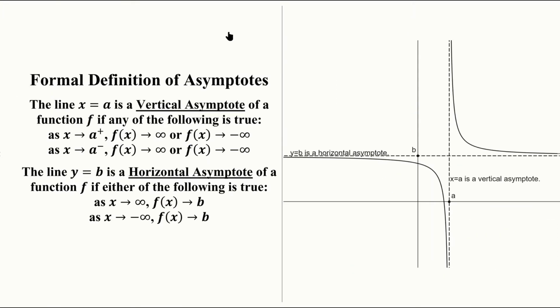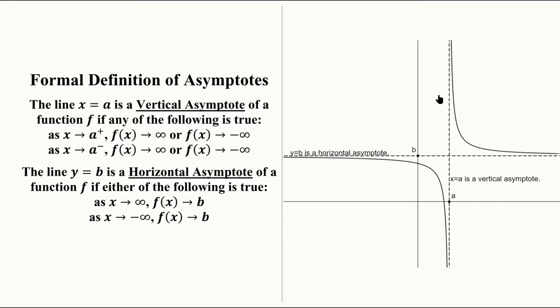So far we have gotten a feel for what asymptotes are, but now we want to formally introduce them. So we say the line x = a is a vertical asymptote of a function f if any of the following is true: as x approaches a from the right. That's what that plus up there means. The way you read this is as x approaches a from the right, in other words, x values approaching this line from the right.